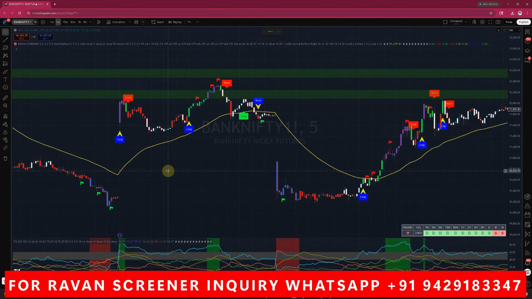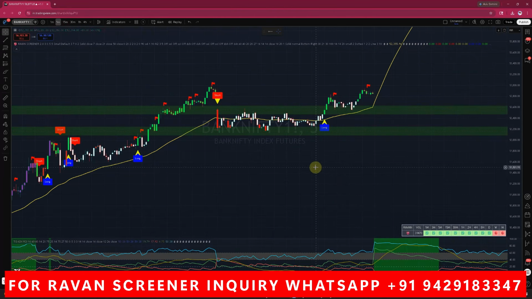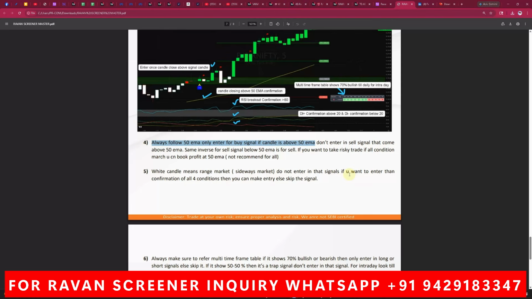In some time you will find some risky trades like that. If you get a sell signal, you can book your profit at the 50 MA, but at the same time you have to match all the conditions for the sell except the 50 MA. You can take an entry and take the risky trade. This is only for risky traders, not recommended for all. In some cases it does not hit the 50 MA as well, so it might be risky for you. So always follow the 50 MA confirmation condition. You can even modify the 50 MA to a 30 MA as per your need.